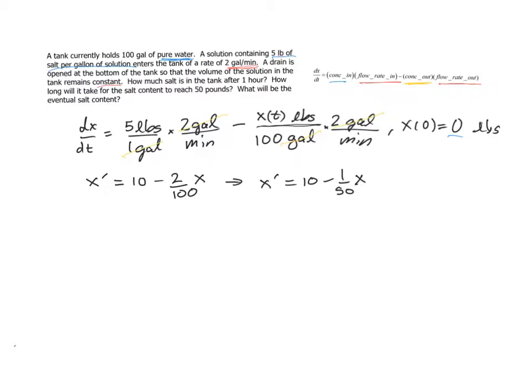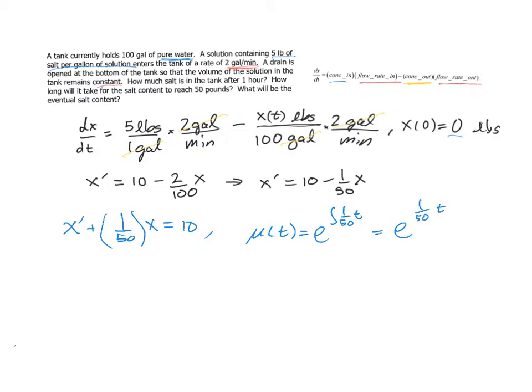So our first step, of course, is to add the 1/50 x to both sides. When we do that, we're going to have x prime plus 1/50 times x is equal to the number 10. Then we find our integrating factor. Our mu of t is going to be e to the integral of 1/50 dt. And we can then integrate this and we get e to the 1/50 t. So that's our integrating factor.